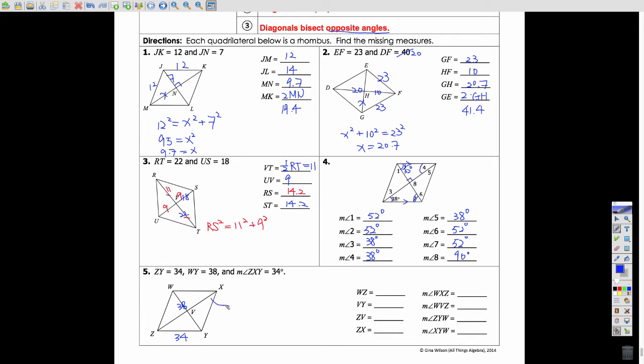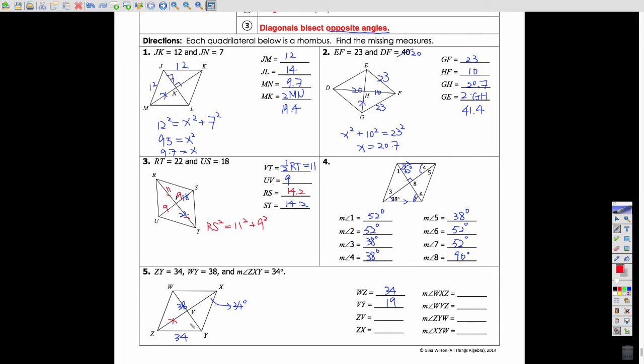CXY. So this is 34 degrees. So let's look at length first. I've got WZ. WZ has to be 34 because all four sides are the same, right? VY is here. If this whole diagonal is 38, VY is half as much. ZV is right here. So I'm going to change my ink color again.